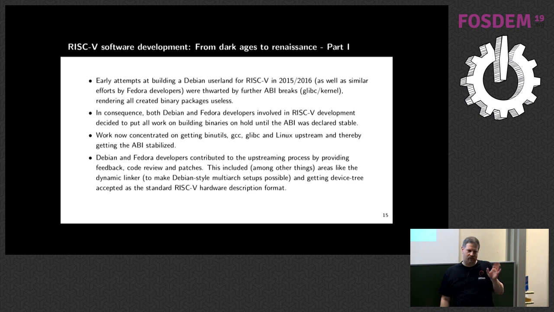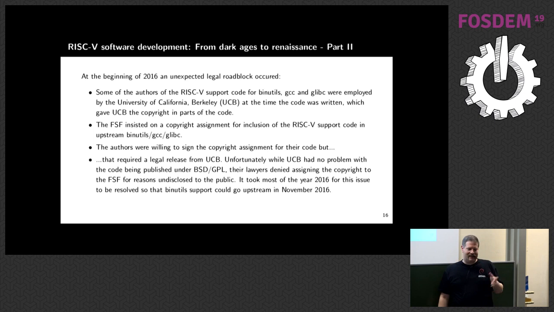And, well, things were looking quite well until early 2016, and we had some form of déjà vu, because we wanted to get GCC support upstream, and the people who wrote the GCC support were happy to do a copyright assignment. Unfortunately, some of them had work contracts with the University of California, which gave the UCB the copyright in some of their contributions. And UCB was happy to license the stuff under free license, under GPL, under BSD, no problem. But they were not willing to agree to a copyright assignment. So we were exactly in the same situation that the OpenRISC people had been facing beforehand. And things were looking rather dire. It took nearly a year to get the legal stuff sorted out. So end of 2016, the stuff could actually go upstream.